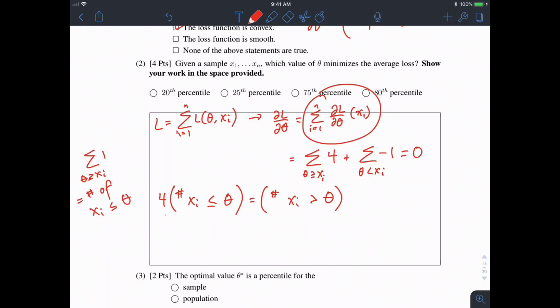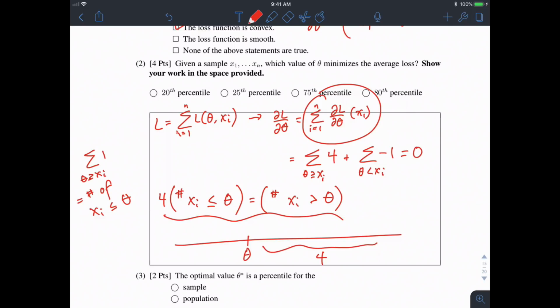Okay? So what this statement reads in English is the number of xi's that are greater than theta is 4 times more than the number of xi's that are less than theta. So if we draw out this real number line and put theta somewhere, what it's saying is there's 4 times as many values to the right than there are to the left. I.e., 1/5 of the values are less than theta and 4/5 of the values are greater than theta. I.e., this is the number at the 20th percentile. Therefore, the value of theta that minimizes the average loss is, in fact, the 20th percentile.